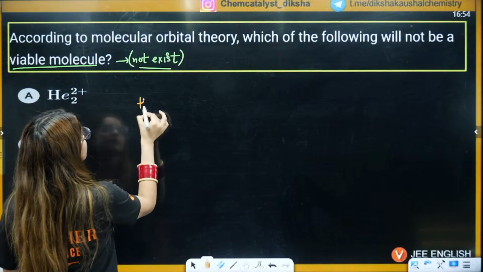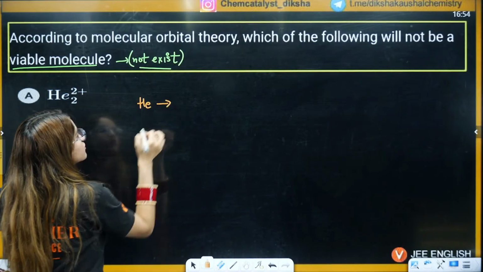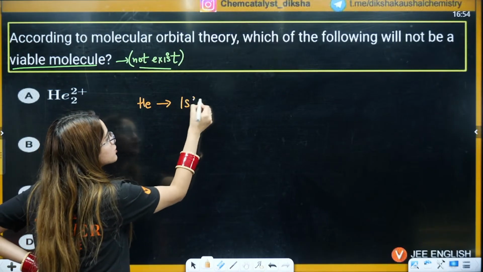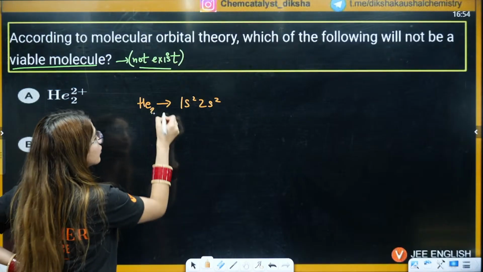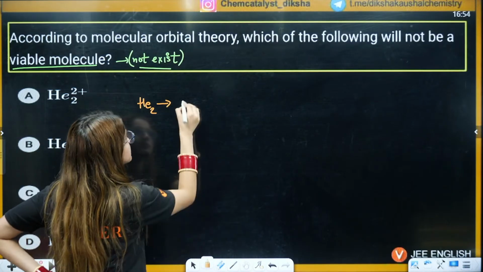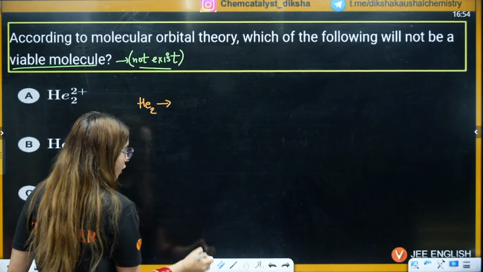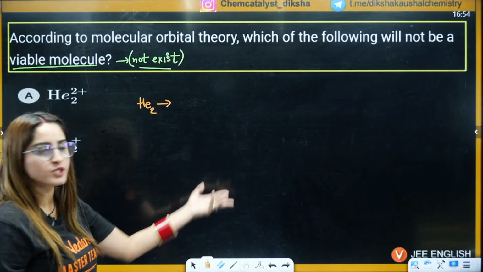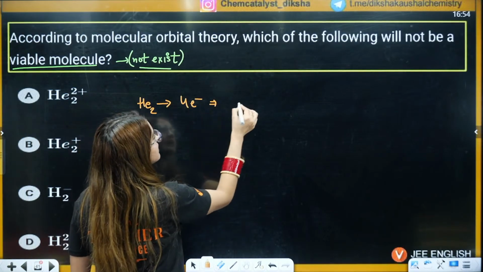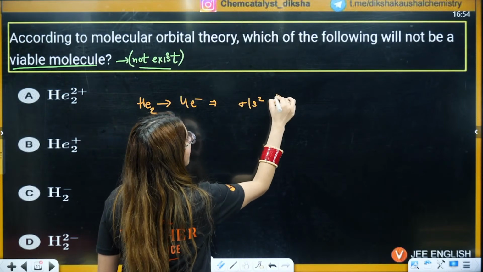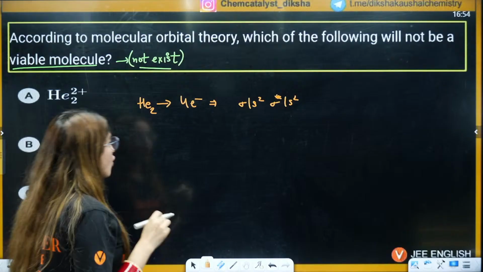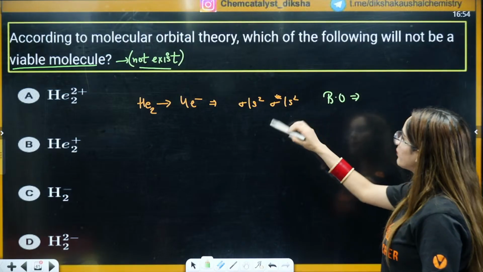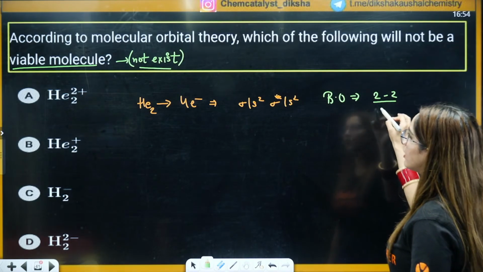So here it is helium. Let's say first we'll talk about helium only. Helium, we know, is 1s2. Helium 2 is what? Let's put it in sigma form. Helium has 2 electrons, and 2 into 2 is 4 electrons here. So it is going to be sigma 1s2 sigma star 1s2, right? So if you calculate the bond order, bond order is going to be bonding minus anti-bonding divided by 2.